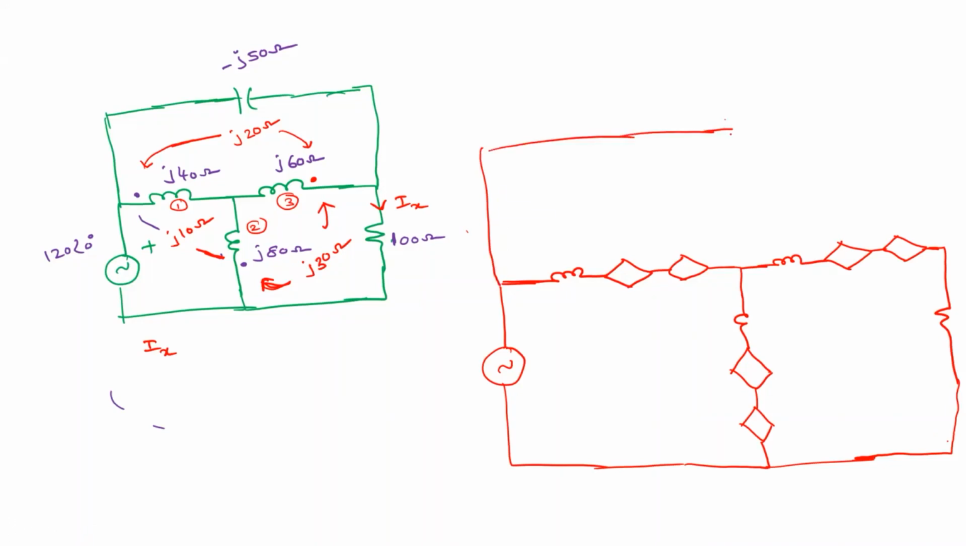This is your circuit. Agree? So this is minus j50 ohm. This is 120 at an angle 0. So this is j40 ohm, j80 ohm, and this is j60 ohm. Okay. Right.